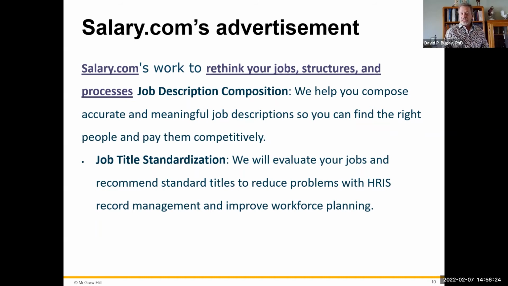Here, there's an organization called Salary.com, and it's an advertisement they sent to me about rethinking your job structures and processes. Here's what we can do for you. By the way, this is nothing more than a third-party human resource company where your company can hire them on an annual basis or on a one-time only basis to create your jobs. They'll come in, they have job title standardization.